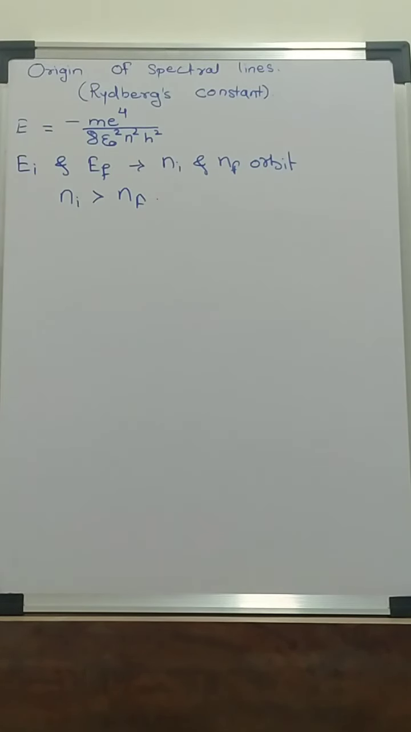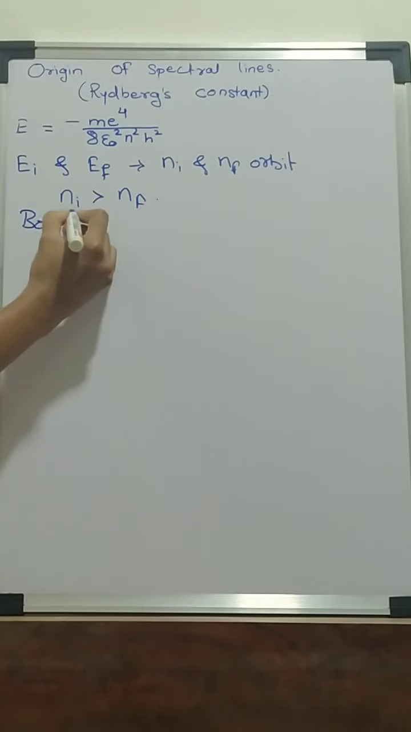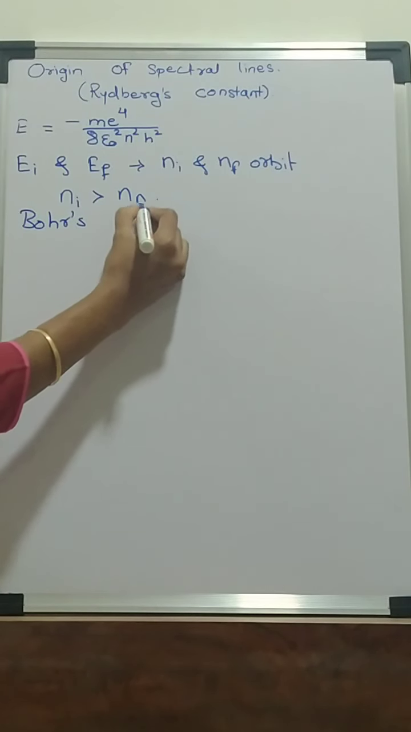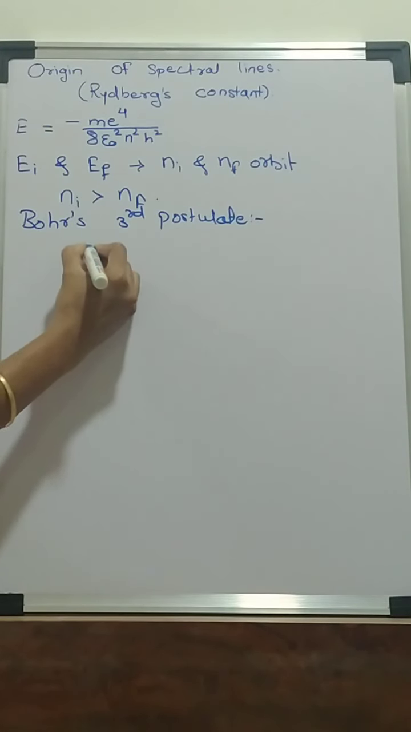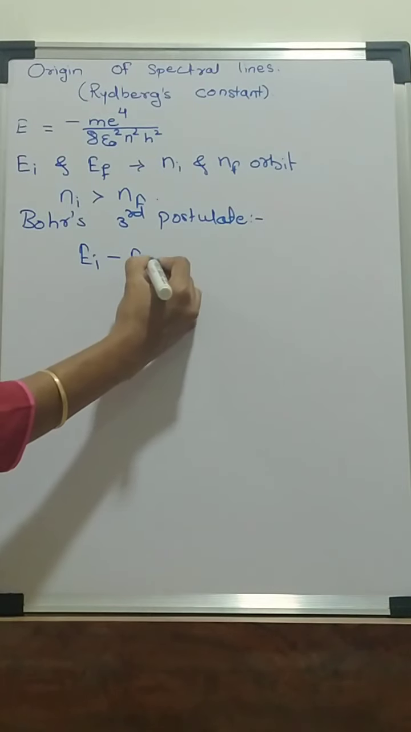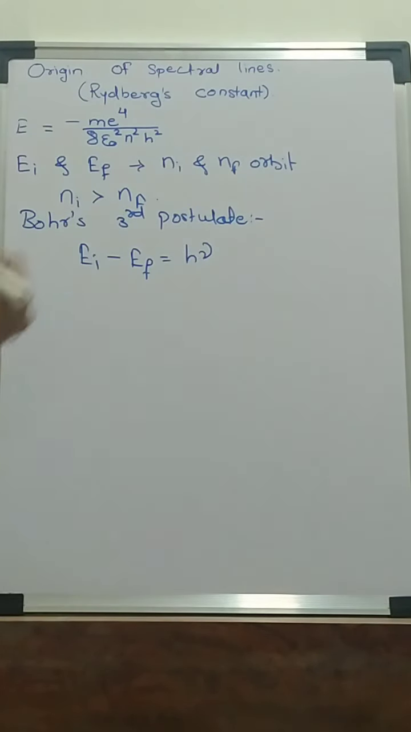So for that we have considered the energy of the initial orbit where the electron is stable. At that point the energy value is given by EI, and when it jumps to the final orbit, at that orbit the energy value is given by EF. Ni is the initial orbit and Nf is the final orbit, and we have considered Ni is greater than Nf. Then using Bohr's third postulate, what is Bohr's third postulate? The mathematical expression for Bohr's third postulate is EI minus EF is nothing but h nu.